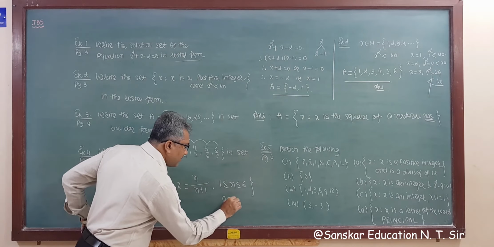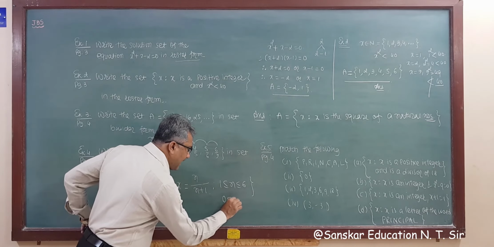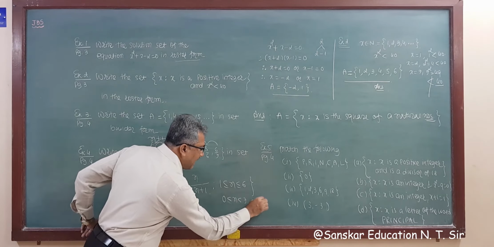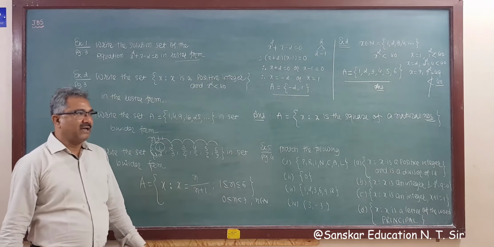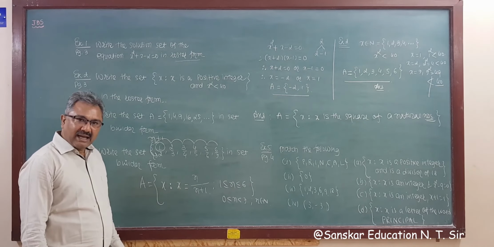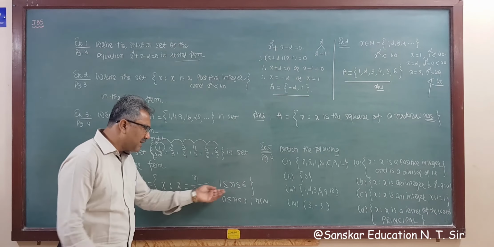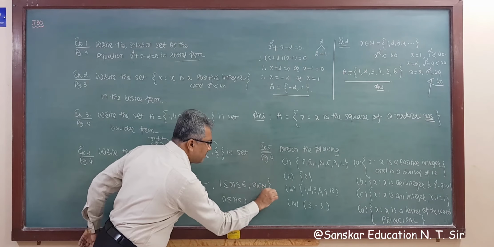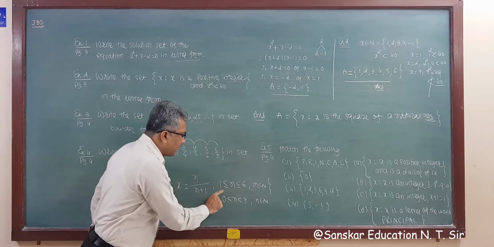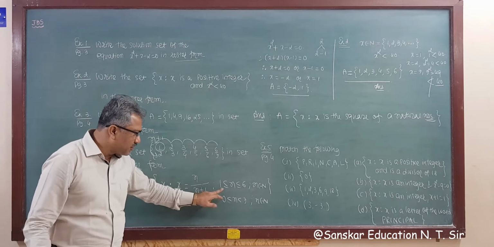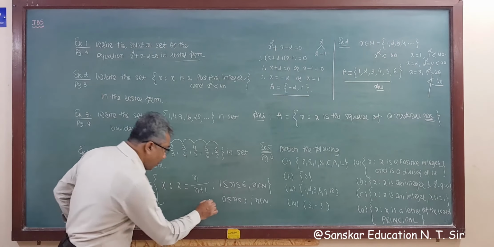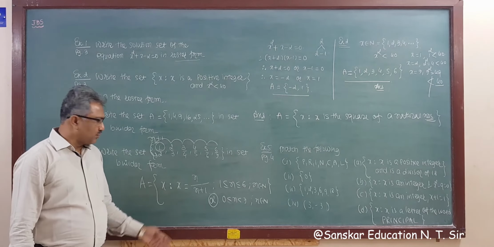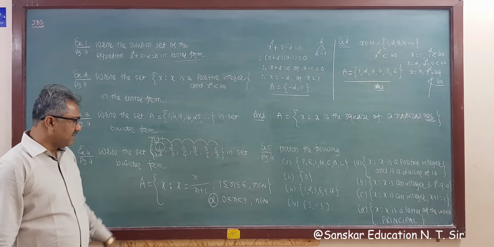0 is less than n, is less than 7, and n belongs to capital N. Here also you can write n belongs to N if you want, but it's okay and no need to write n belongs to N, because this also indicates that you have to take values from 1 to 6. So you can write instead of this also here, right? Or you can write this also, right? So this is the way to express this.